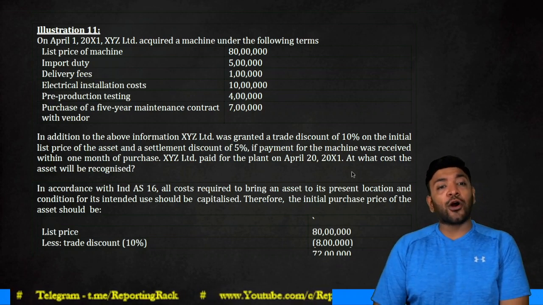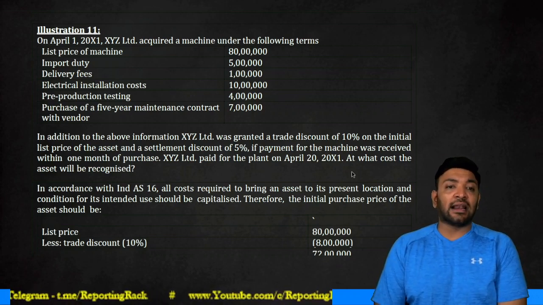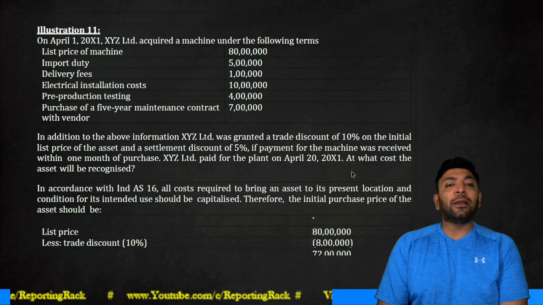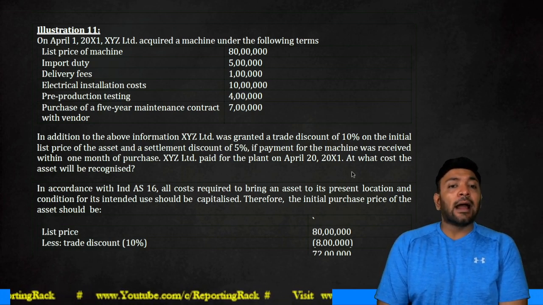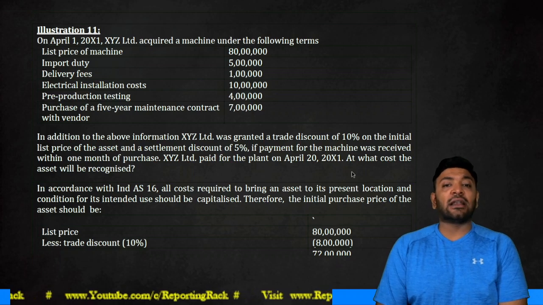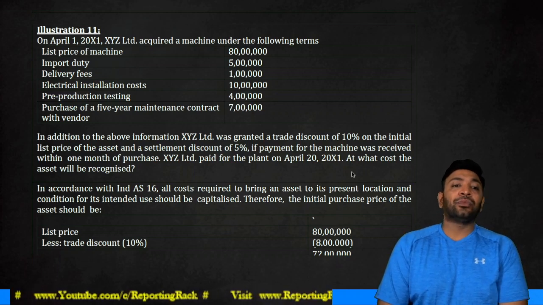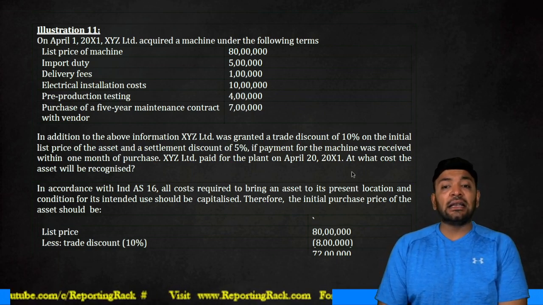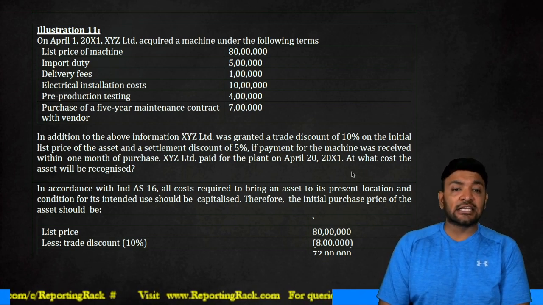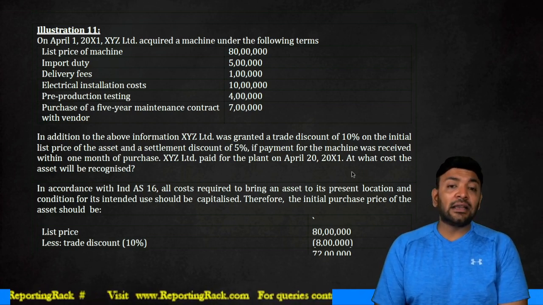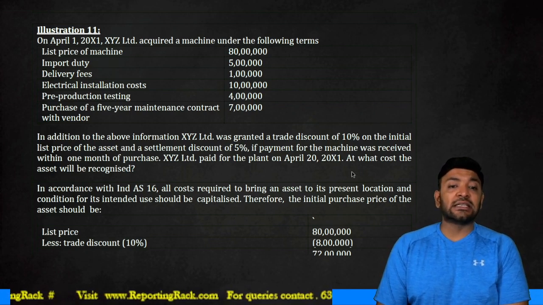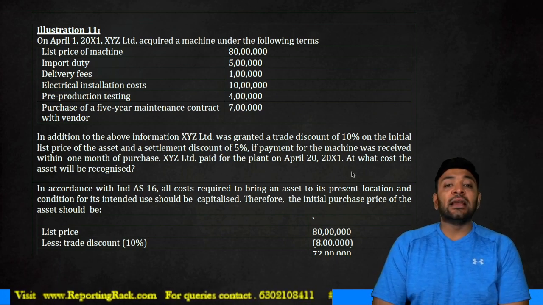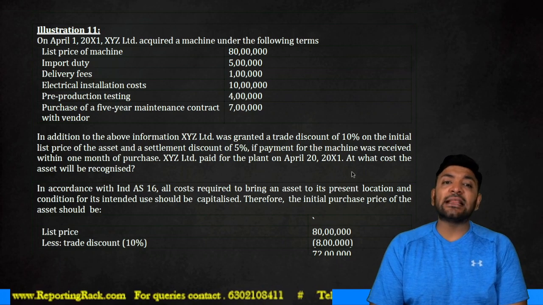Additionally, I had to pay an import duty of 5 lakhs, a delivery fee of 1 lakh, electrical installation for the equipment was 10 lakhs, pre-production testing was 4 lakhs, and purchase of a 5-year maintenance contract with the vendor was 7 lakhs. In addition to the above information, XYZ was granted a trade discount of 10% on the initial list price and a settlement discount of 5% if the payment for the machine was received within 1 month from the date of purchase. XYZ paid for the plant on 20th April itself.